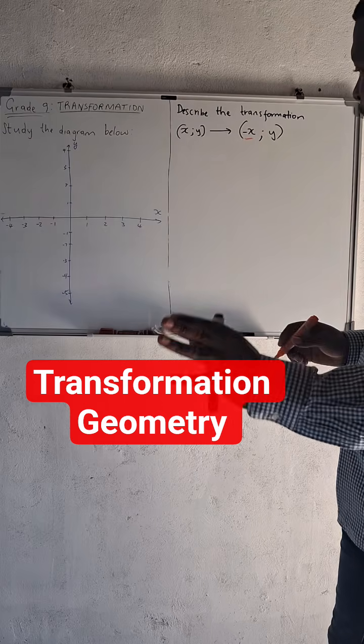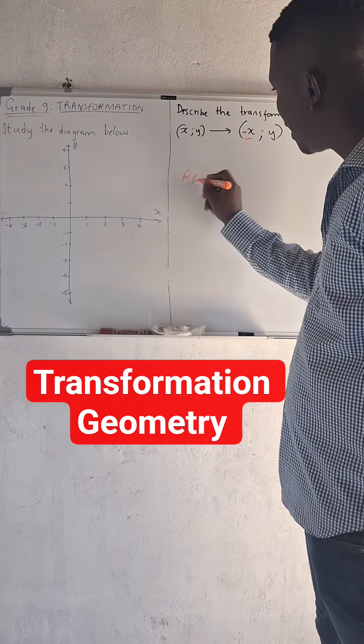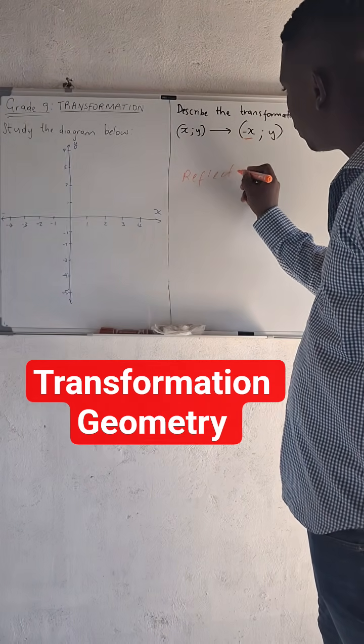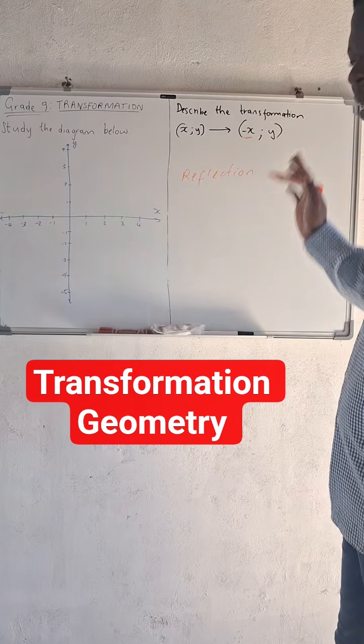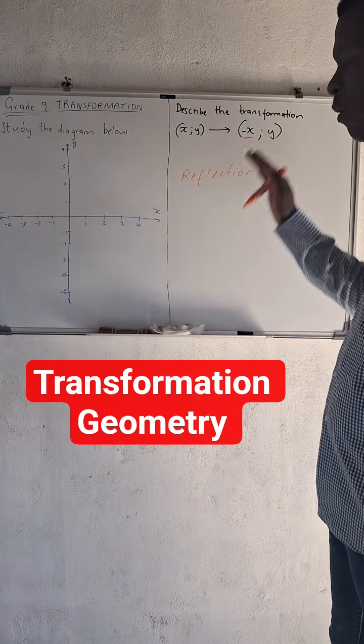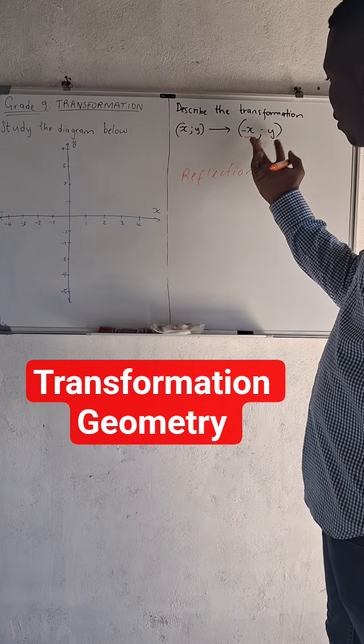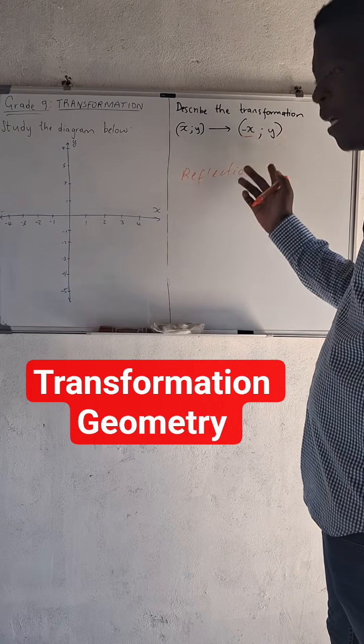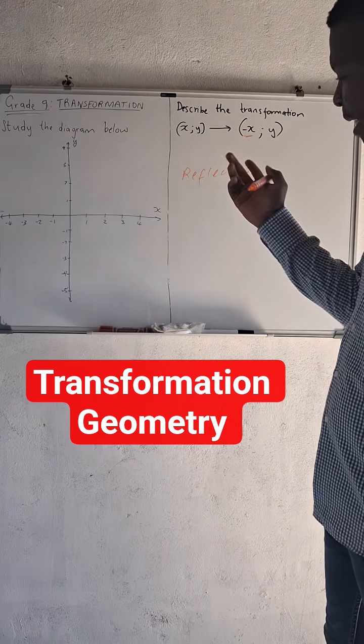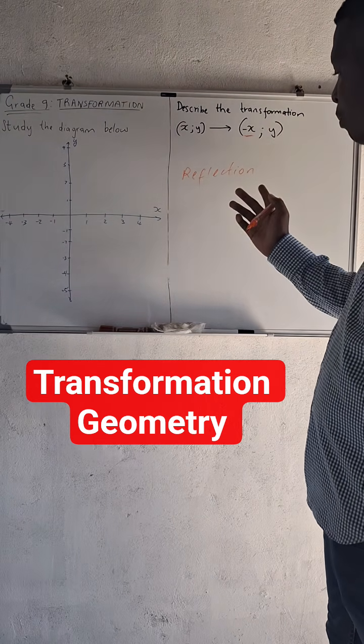Now, this is a situation here. We have a reflection here. That is the first thing that you need to know. Here's a reflection. Why is it a reflection? Because only the value of x changes, and then these points, x and y, are not interchanged. So they are still in the same position.